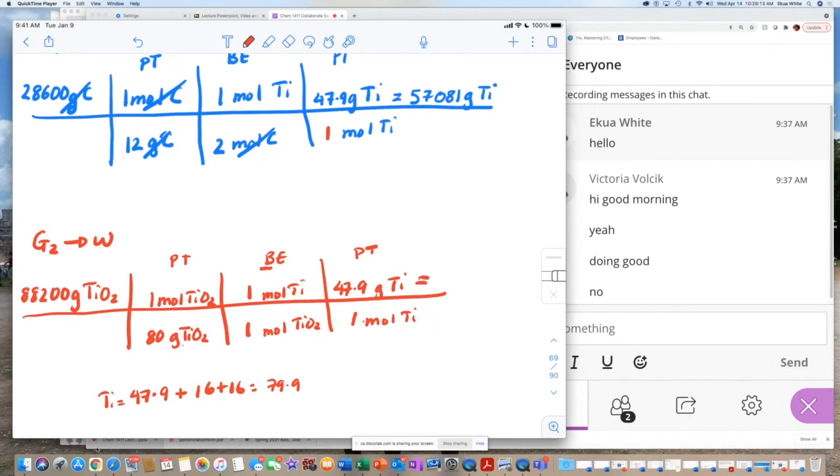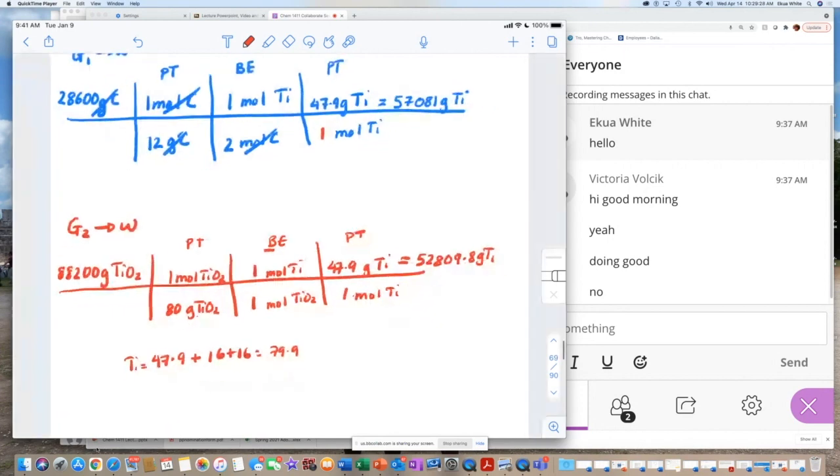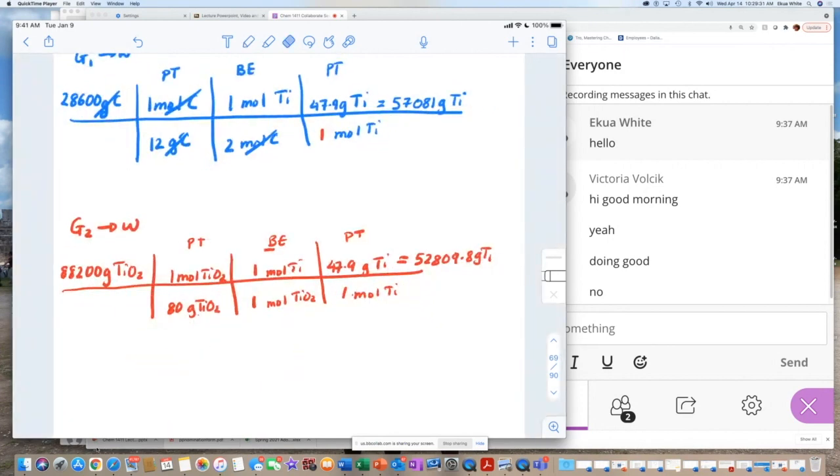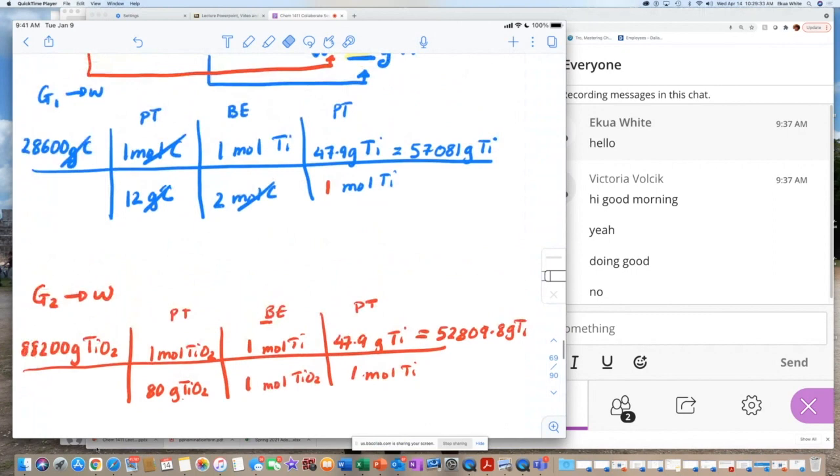88,200 times 47.9 divided by 80. I get 52,809.8 grams of Ti. Okay, so we have 2 scenarios. Scenario 1 is if given 1 was a limiting reagent, how much titanium will be made? 57. If given 2 was a limiting reagent, how much of the titanium will be made? 52. Of course, we're talking about thousands, right?